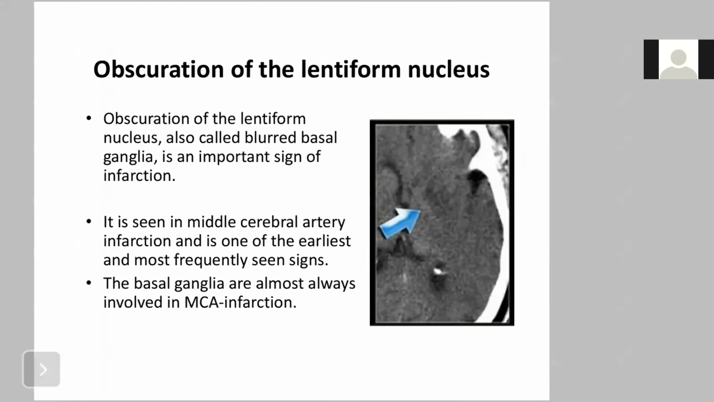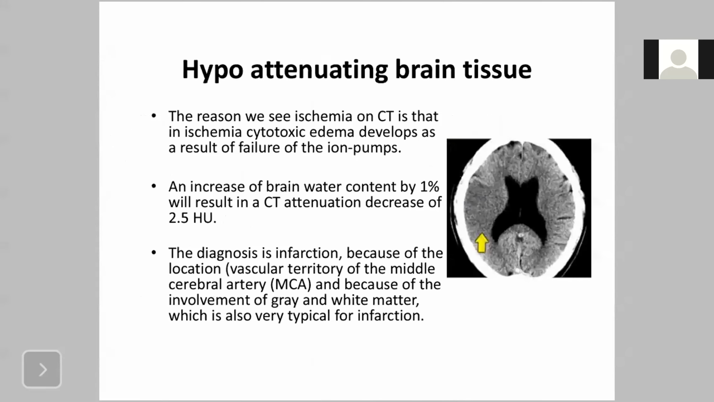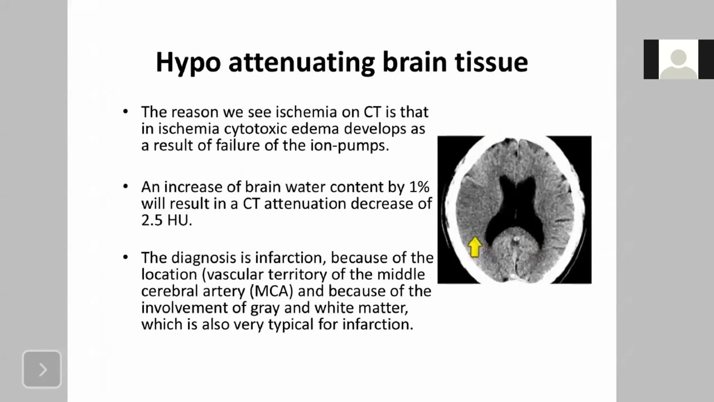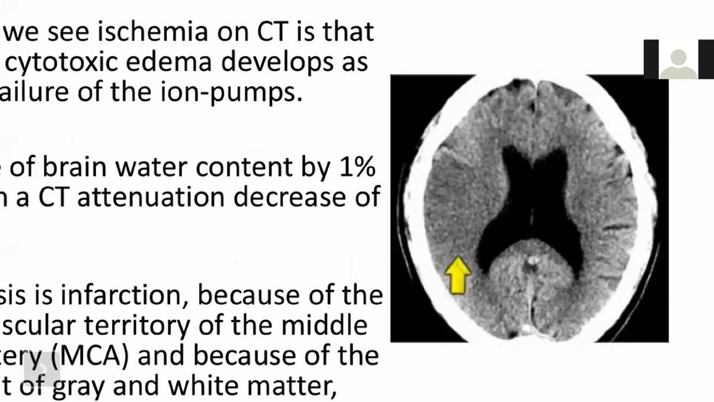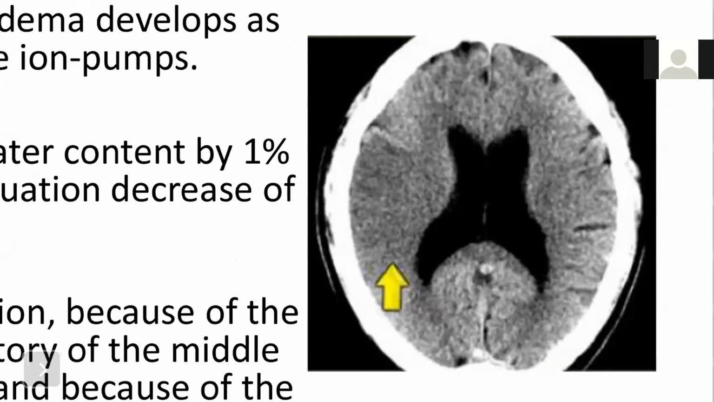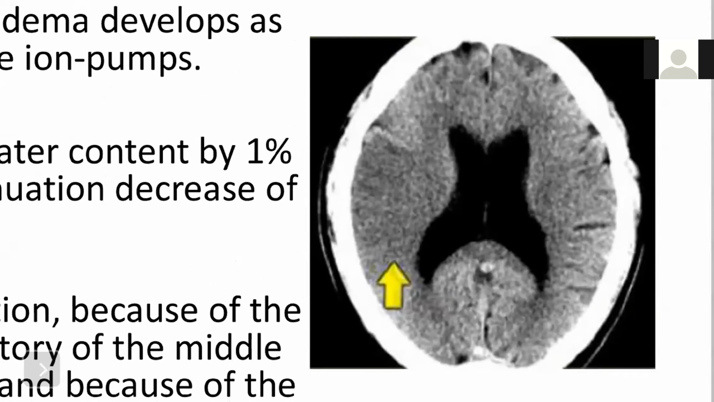This is a hypoattenuating brain tissue. If you can appreciate, the sulci on the right are prominent, while on the left, where the arrow indicates, they are not so prominent, and there is a grayish tinge involving the whole area. This is the early sign of ischemic stroke in a CT scan, right?